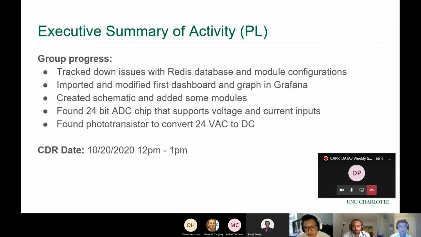And on the electrical side, we were able to come up with a schematic and add some modules to it. Found a 24-bit ADC chip that supports the voltage and current inputs that we need, as well as found a photo transistor to convert the 24-volt AC to DC. And our CDR is scheduled for the 20th at noon.